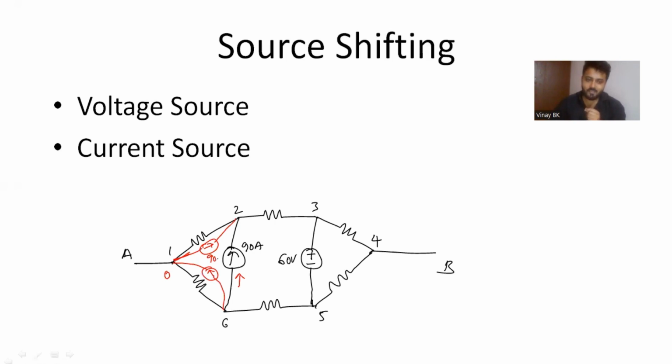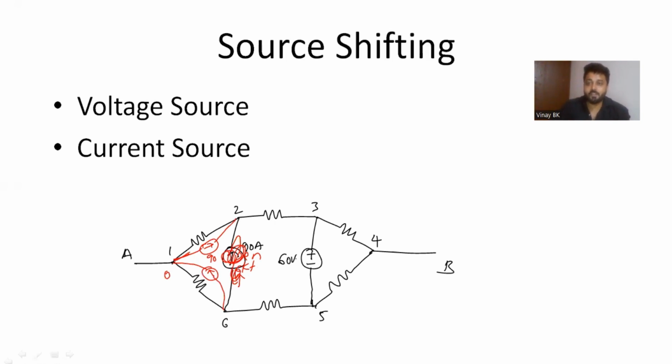And the original current source becomes open circuit. This will go. The original current source becomes open circuit. There is no current source connecting from 6 to 2. That 0 is nothing but open circuit. Like this, you can shift the current source.